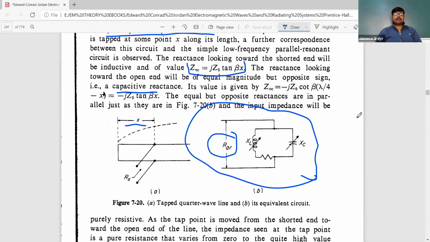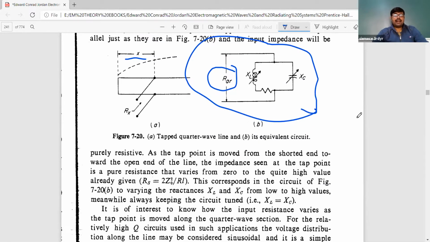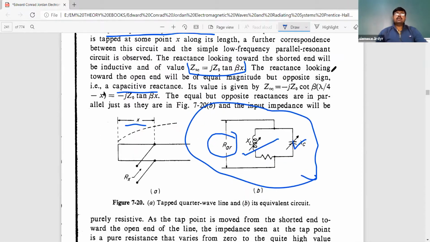ZSC we have defined as jZ0 tan(beta x), that is the equation. Similarly, ZOC we have defined as minus jZ0 cot of (beta lambda/4 minus x), which equals minus jZ0 tan(beta x). The equal but opposite reactances are in parallel, just as they are in figure 7.20b. If you see XL and XC, they are in parallel form, and you can easily see this in the figure. The input impedance, the RAR value, will be purely resistive.